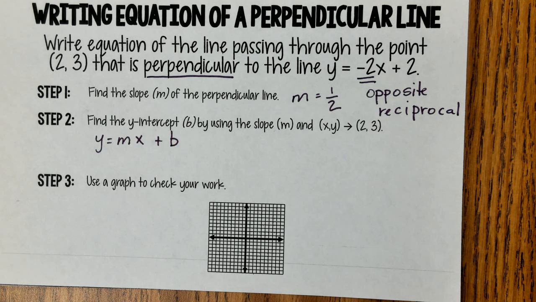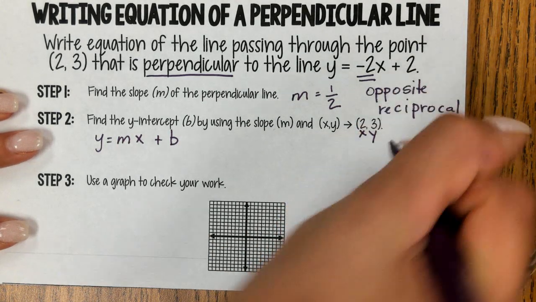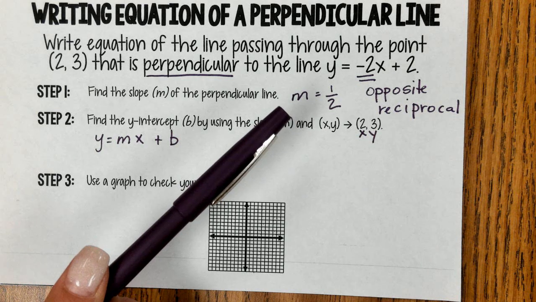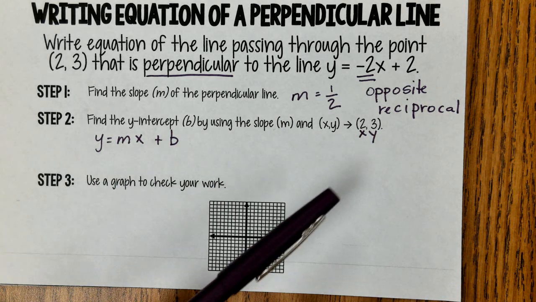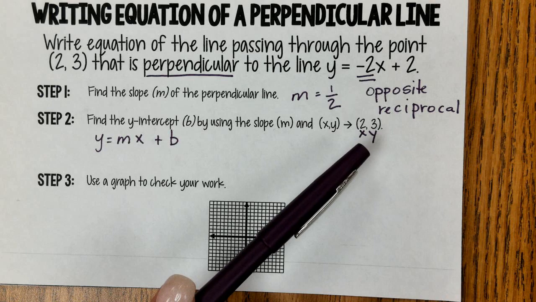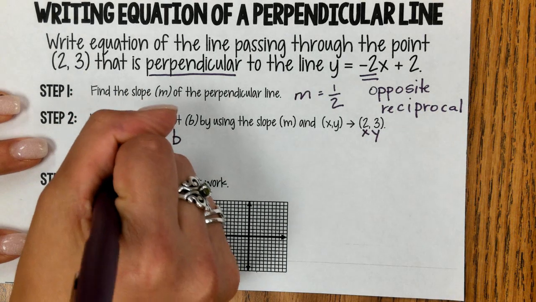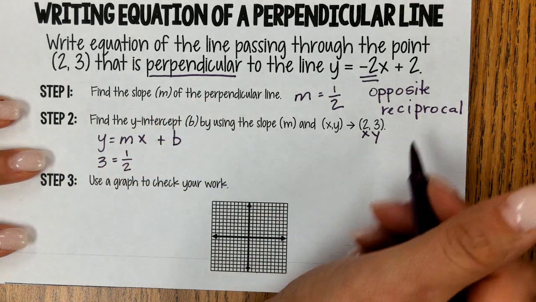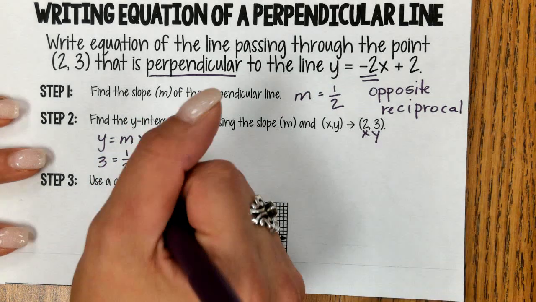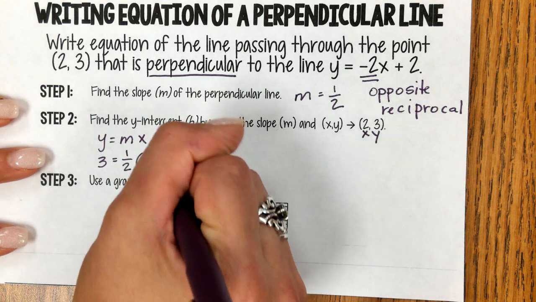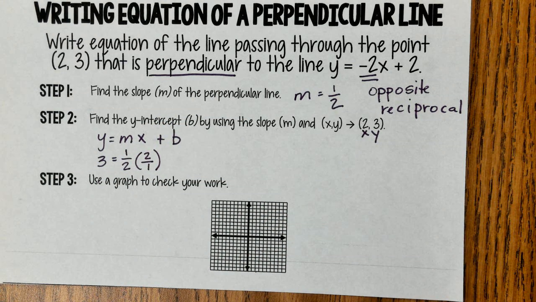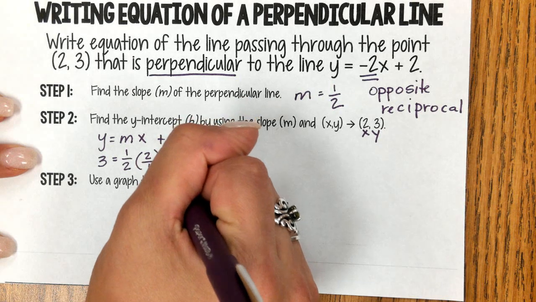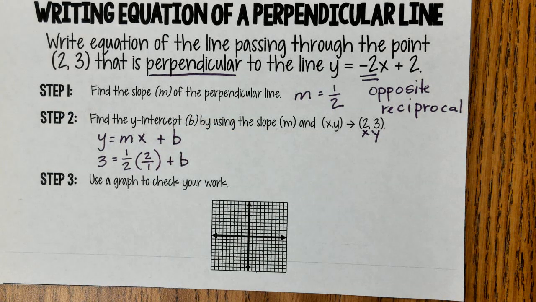Okay? So, I have my x and my y. Here, I have my m value, so I just need to plug that in. So y is what number? 3. My slope is what number? 1/2. My x value is what? 2. So I'm going to write it as 2 over 1 because I'm multiplying by a fraction. Plus b, because I do not know my y-intercept yet.